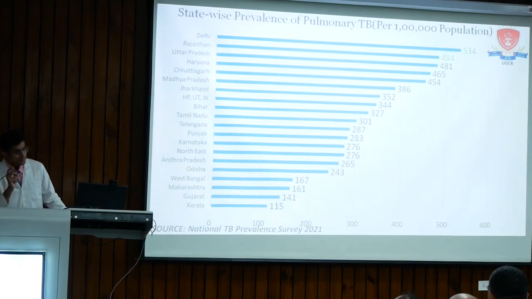If you look at the state-wise prevalence of tuberculosis per the 2021 survey, the state of Delhi leads with 534 cases, and the state of Kerala is last with 115.